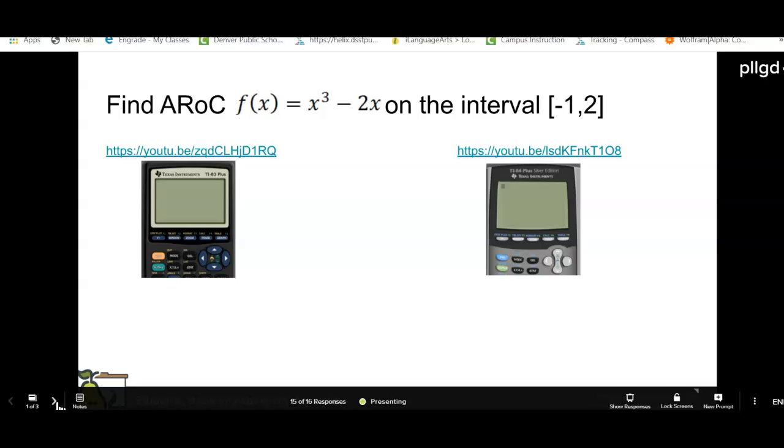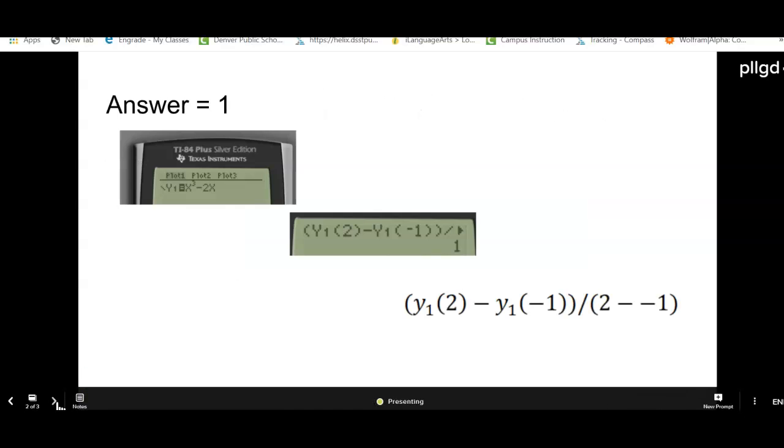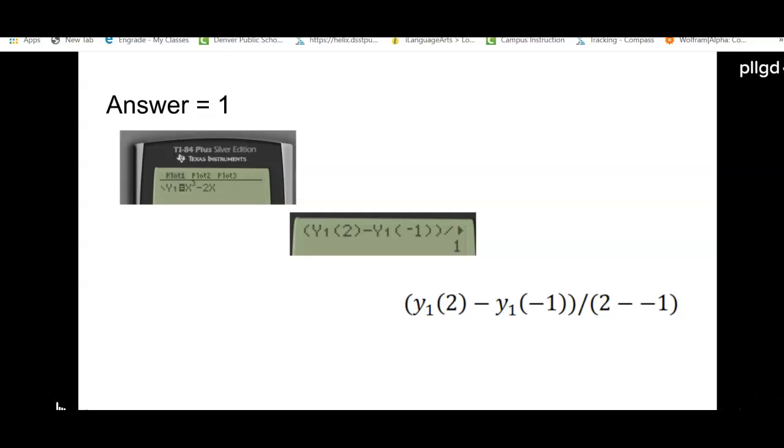Mister, so the answer was 1? The answer was 1. And it turned out that it was 4 minus 1 in the numerator, and 2 minus a negative 1, which became 3 in the denominator, so it was just 3 over 3. Oh, okay. Better? Yeah, thank you. You're welcome.